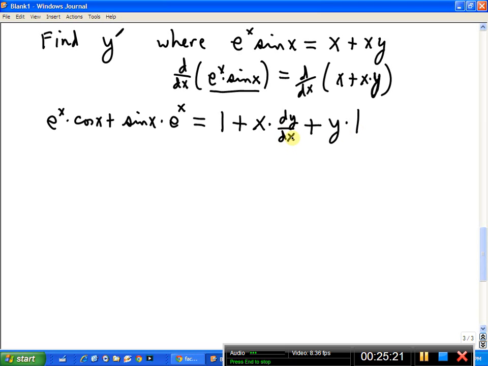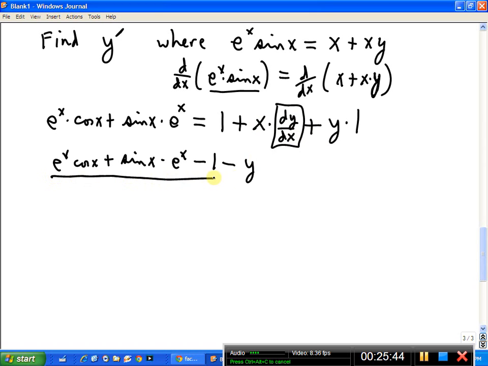Okay, so from here, I can solve for dy/dx. I throw everything else over to the other side. So I have e to the x cosine of x plus sine x e to the x minus this 1 minus this y. And that's going to leave me with just x times dy/dx. And then I just divide both sides by x. And all I'm left with is dy/dx.